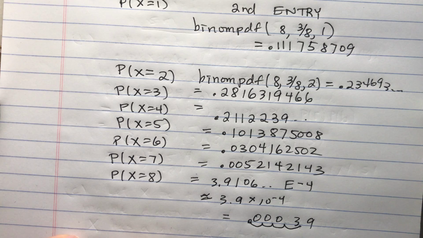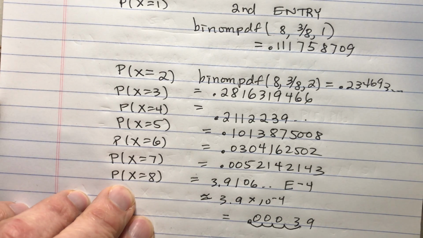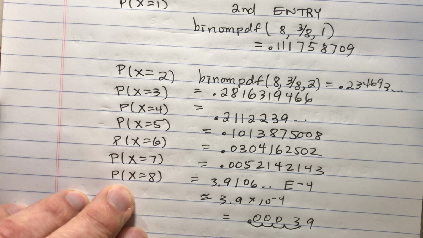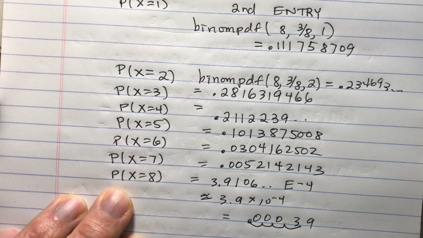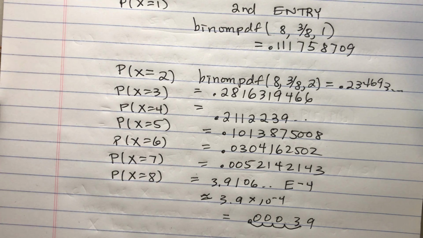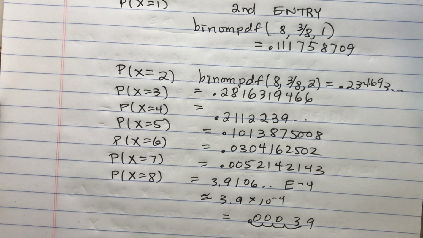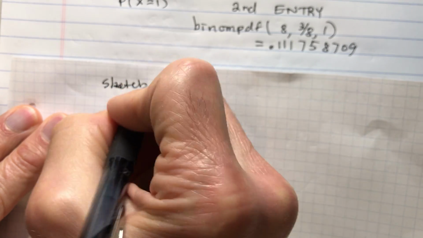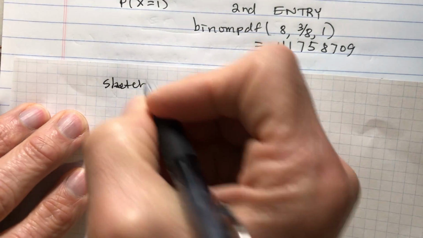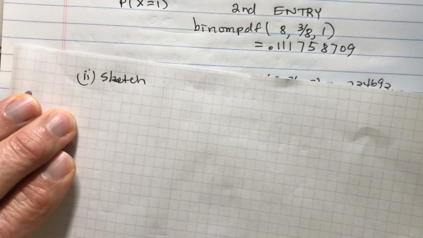So that's sort of small. Okay, so you're very unlikely to get 8 blues. Extremely unlikely. If you can do that, then maybe you have magical powers and you can make lots of money in Las Vegas or something. But okay, so we're going to sketch. That's part 2 of A.